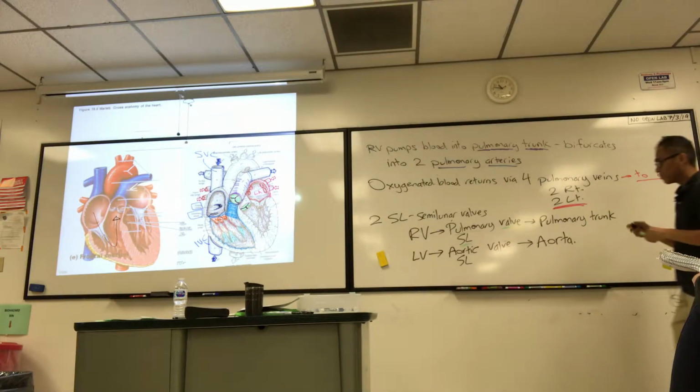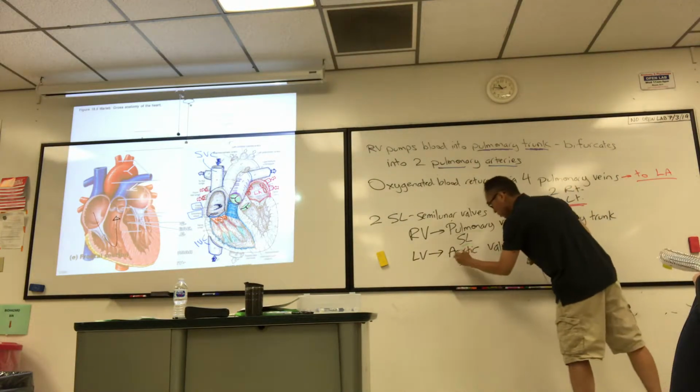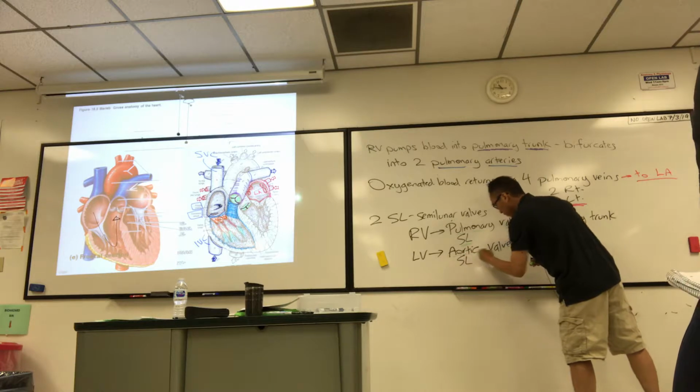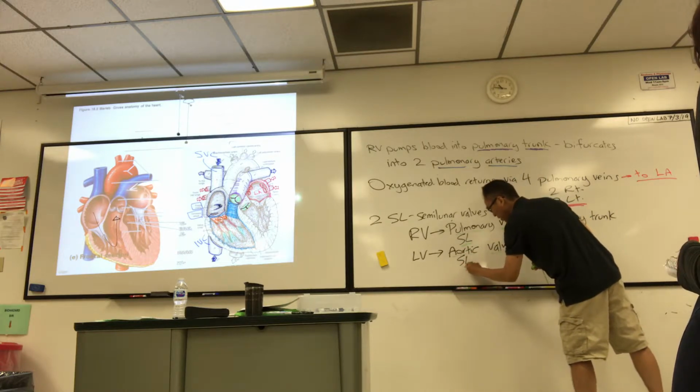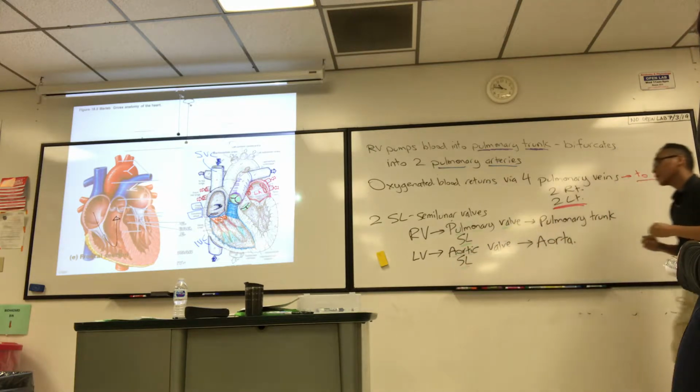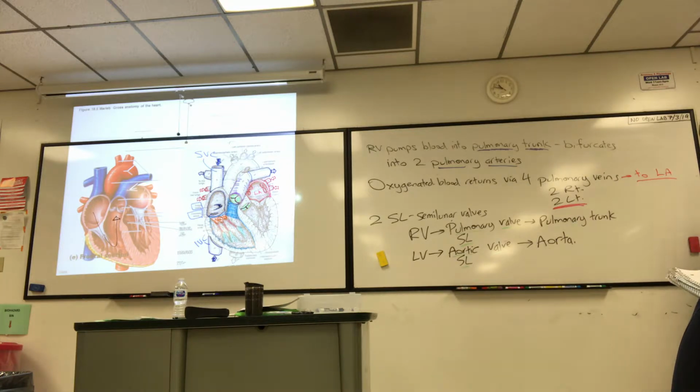And again, I use that same green color. But there are two different valves. One is for the pulmonary trunk, and one is for the aorta. I want to throw those in there before I get to the left ventricle. So far, I've mentioned 3 valves. There are 4. I mentioned the tricuspid, and the 2 SL valves.